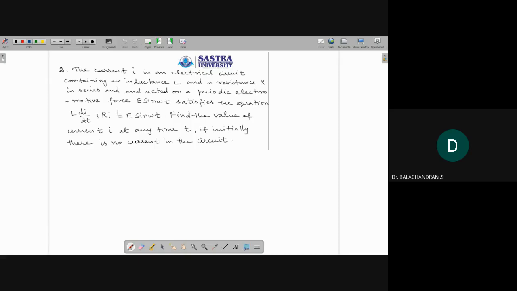So in this problem, the differential equation is given. You need to find the value of the current I at any time t. If you know how to do it, you can try. If you got the answer, you can tell. Okay, try.